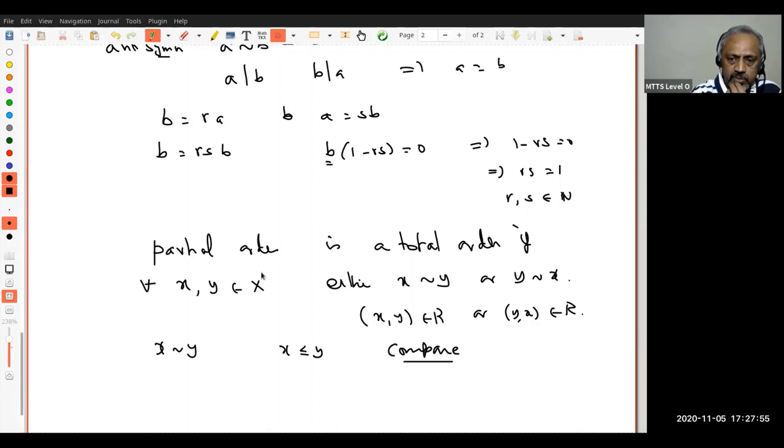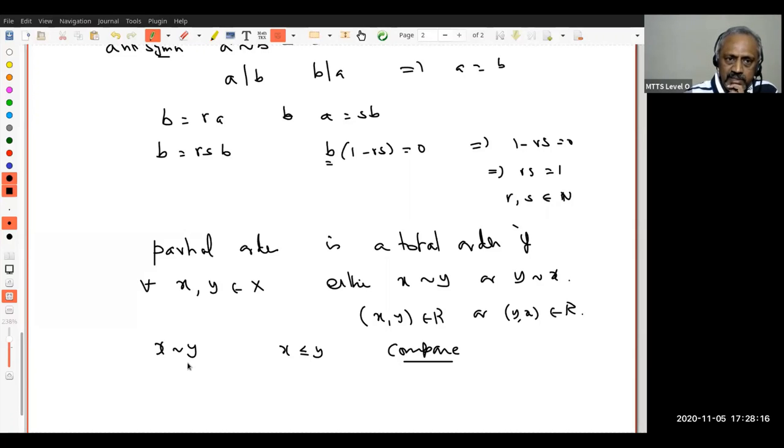So one says it's a total order if, given any two arbitrary elements in S, I can compare them. That means either x is less than or equal to y or y is less than or equal to x. In terms of partial order, I'm saying either x is related to y or y is related to x in terms of relation. Do you understand this? Okay.